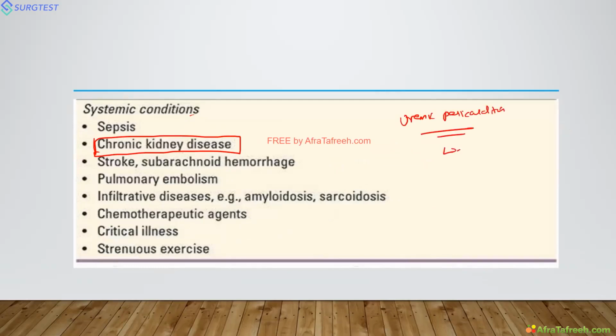We think the patient has ACS, but the ECG will be normal and the TROP-T will be positive. So at that time, you should not label the patient as NSTEMI. This TROP-T may be false positive due to CKD, because troponin cannot be excreted.